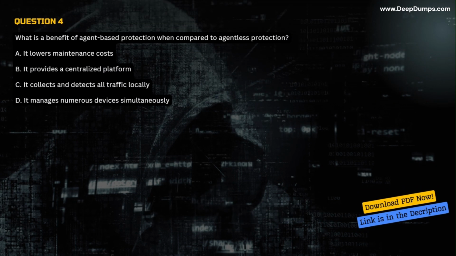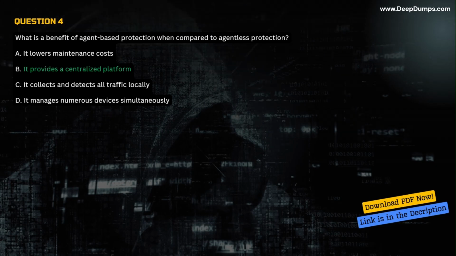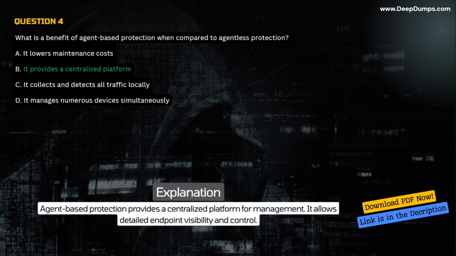Question 4. What is a benefit of agent-based protection when compared to agentless protection? A. It lowers maintenance costs. B. It provides a centralized platform. C. It collects and detects all traffic locally. D. It manages numerous devices simultaneously. Correct answer B. It provides a centralized platform. Explanation. Agent-based protection provides a centralized platform for management. It allows detailed endpoint visibility and control.